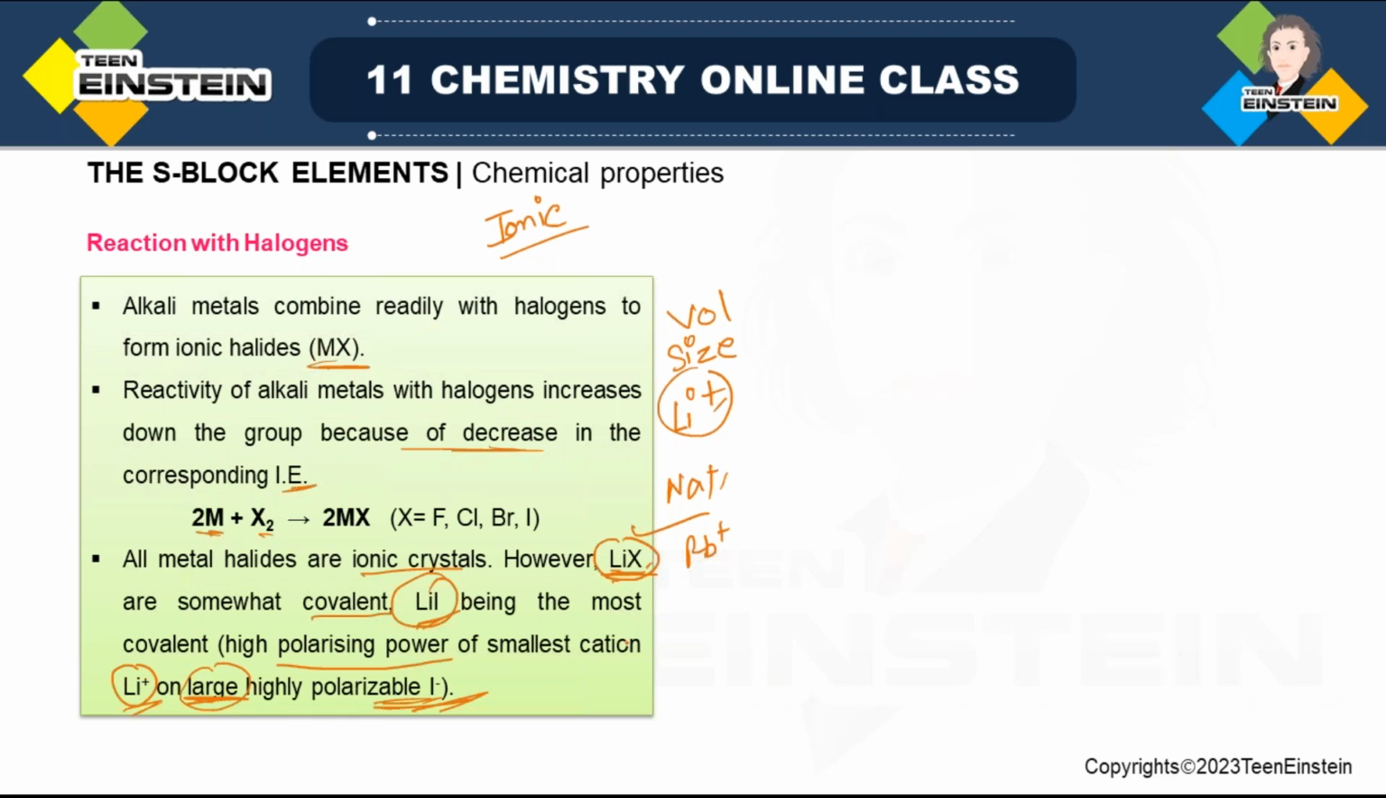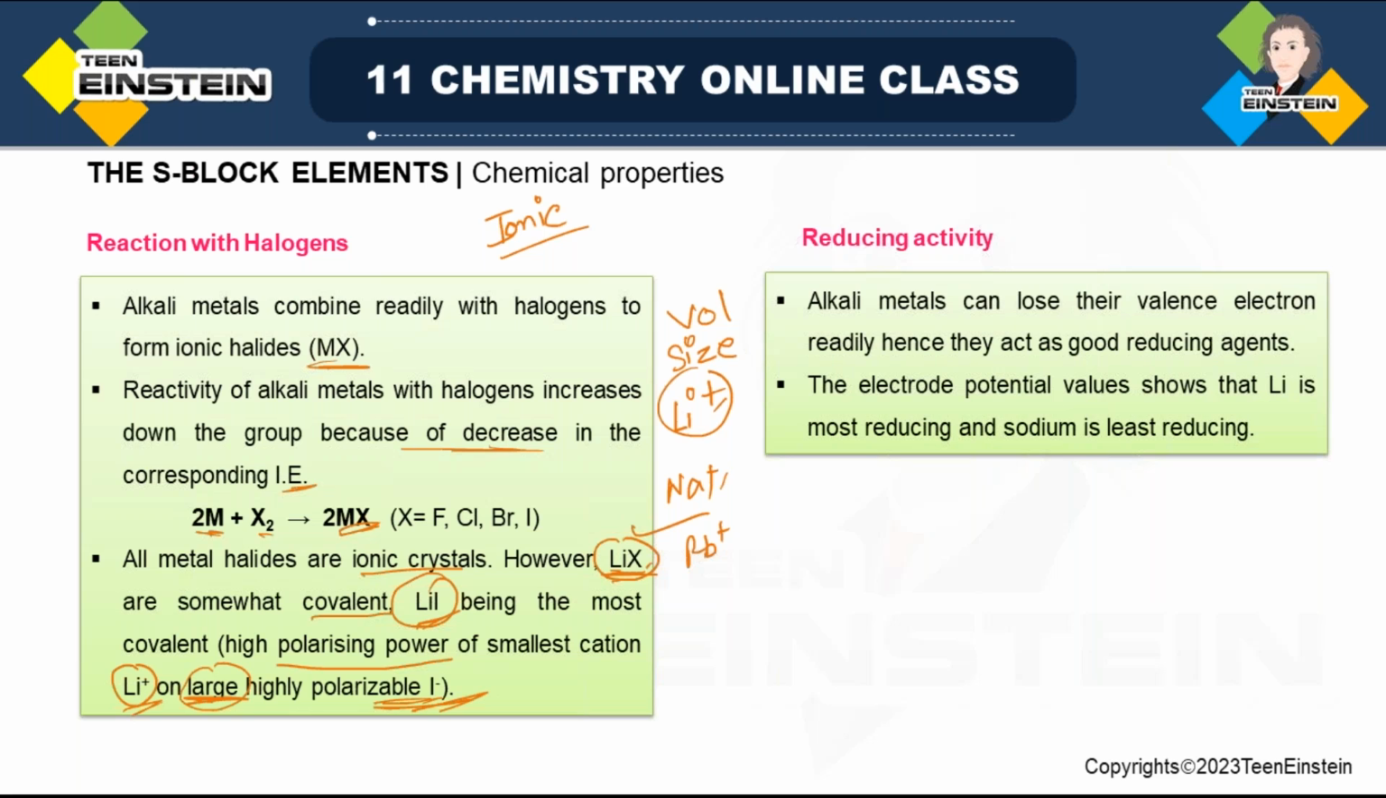So it is true that in general LiX is somewhat covalent compared to other MX, but among LiX, LiI is the most covalent. Okay, so these are important information. The next reaction we will see is reducing character. Reducing character means what? They are capable to reduce other species. That means alkali metals can feed electron to other species, that is other species are accepting electron from these alkali metals. So they can lose their valence electron readily, that we know.